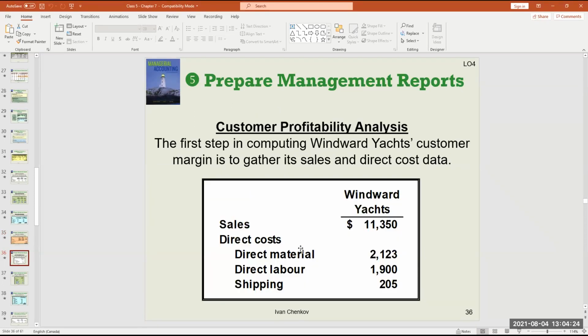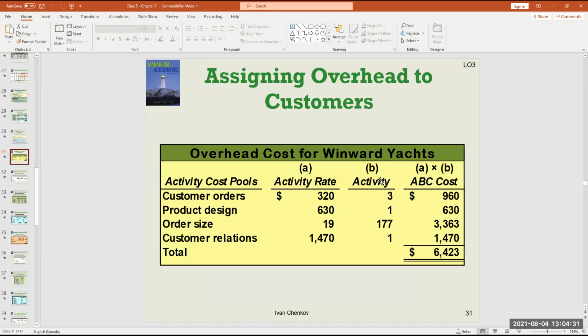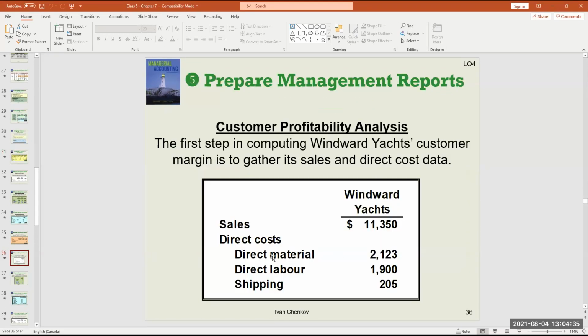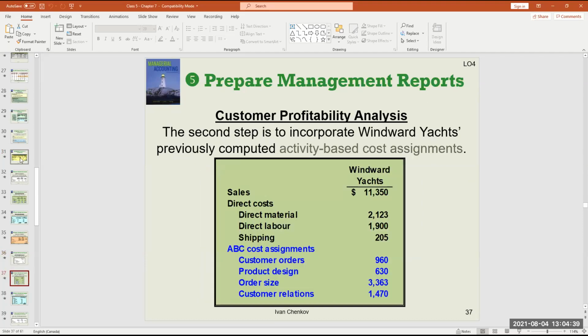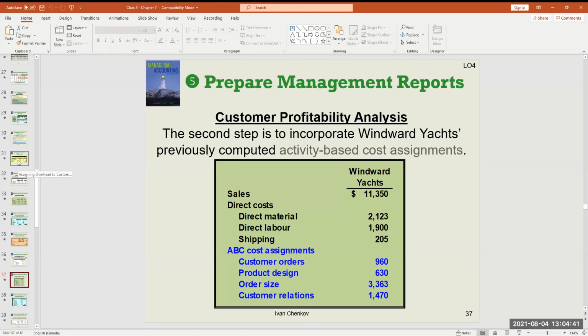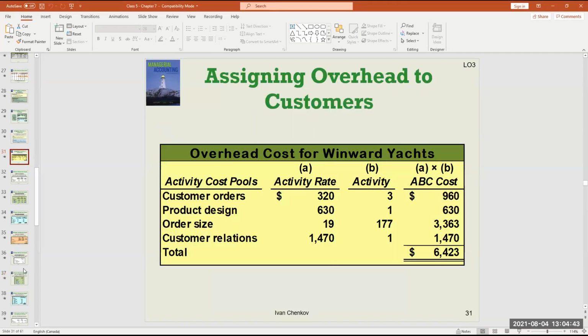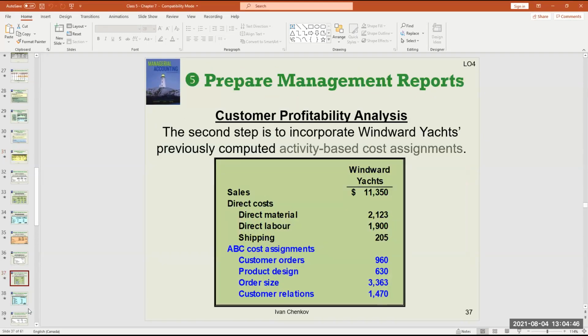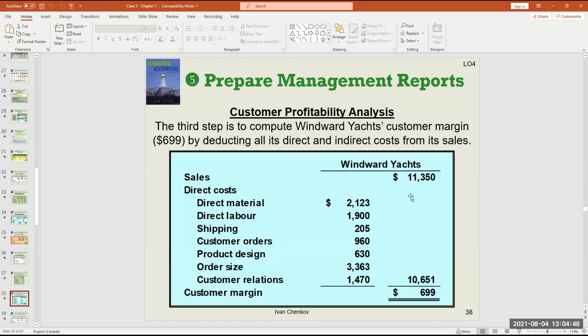Let's continue further. Let's go on to the customer profitability. If you remember, we prepared this for the customer. What was that? This is the calculation for this customer. So let's continue. We're going to add the direct material, direct labor, and shipping. We're going to add then the activity pool that we already created from here. We're going to add it here, and we're going to come up with the calculation for this customer. And we're going to see that on this customer, we're actually making $6.99.